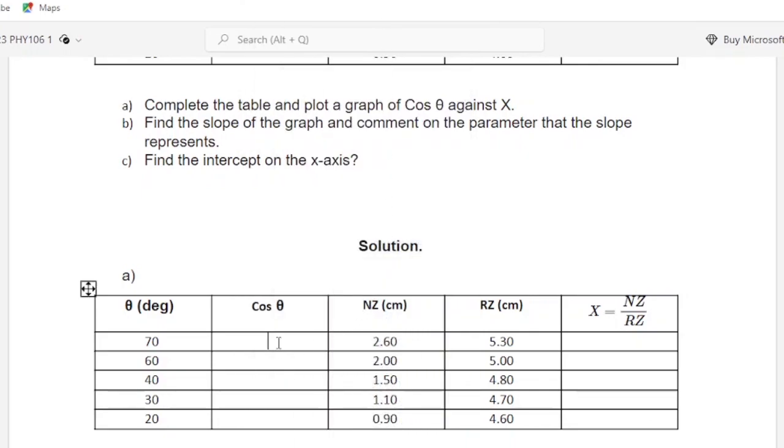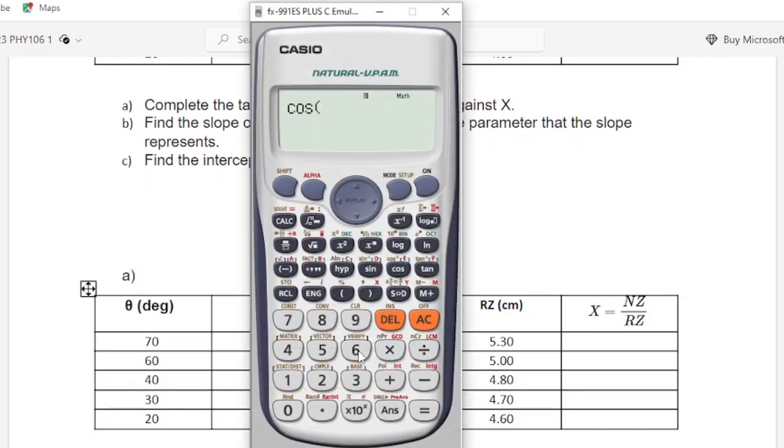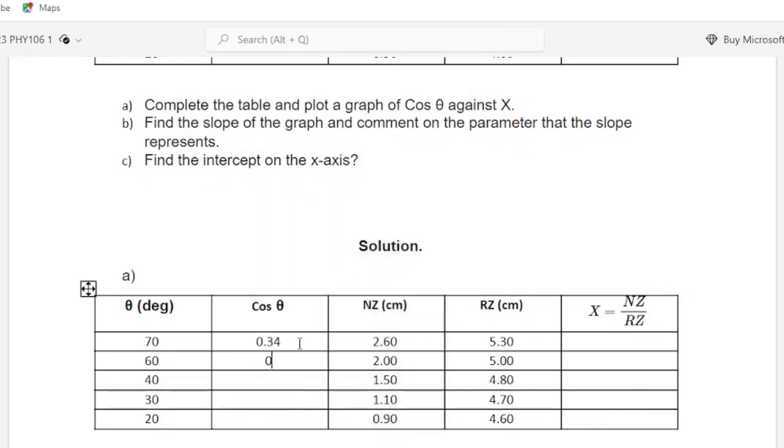So that means here should be 0.34. Also get the other ones here. So I also punch cos 60, and my value is equal to half. That's about 0.5, but putting this in two decimal places becomes 0.50. So you can just proceed to fill up the other ones there. Cos 40, which I've done already, is about 0.77. You can confirm this answer too. Cos 30 is about 0.87. Finally, cos 20 is about 0.94. Alright, so I'm done filling this table here.